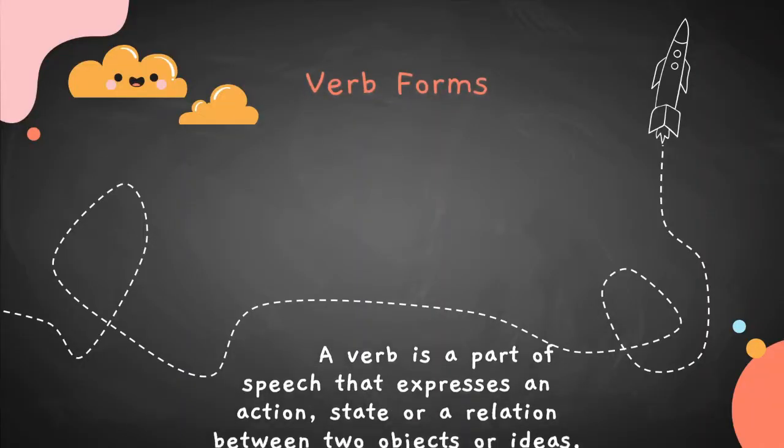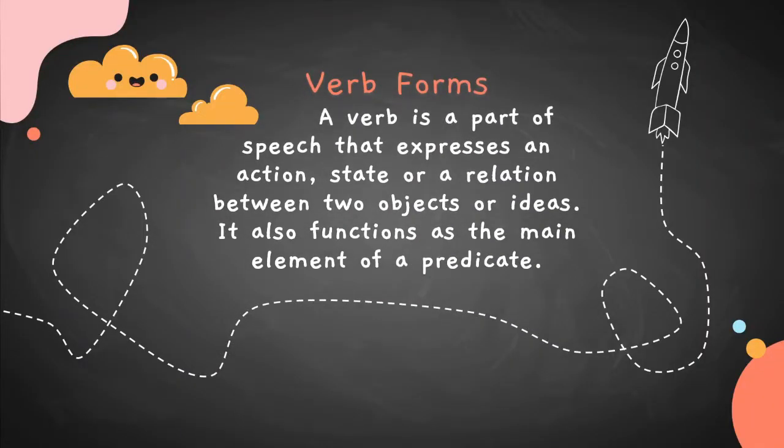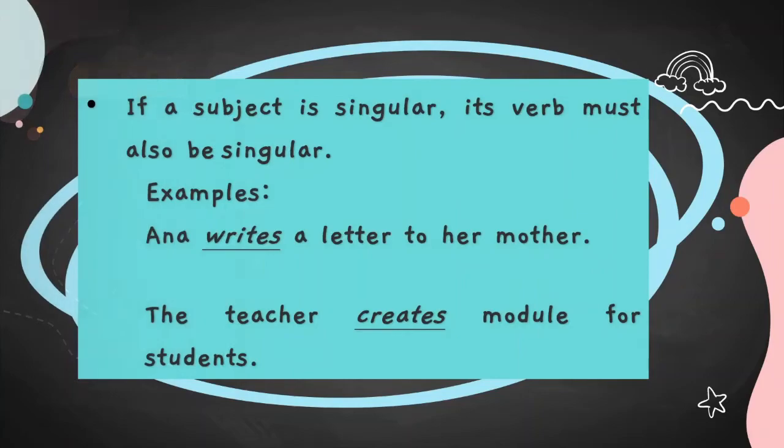When we say verb forms, a verb is a part of speech that expresses an action, state, or a relation between two objects or ideas. It also functions as the main element of a predicate. If a subject is singular, its verb must also be singular. Examples: Anna writes a letter to her mother. The teacher creates modules for students.